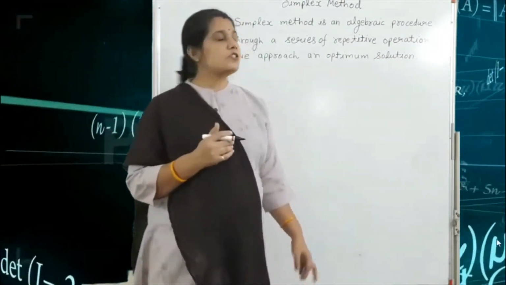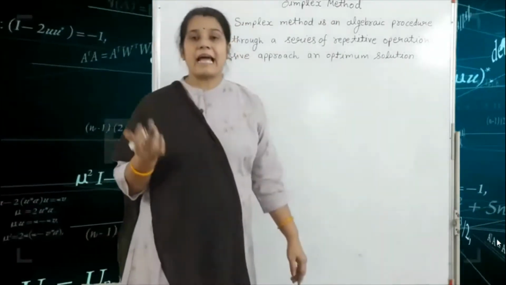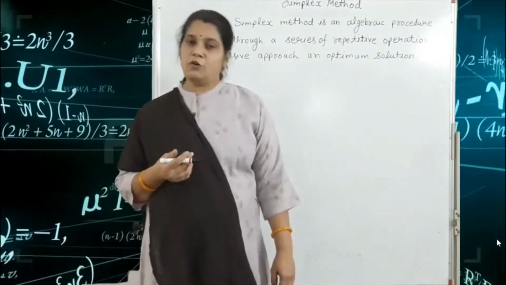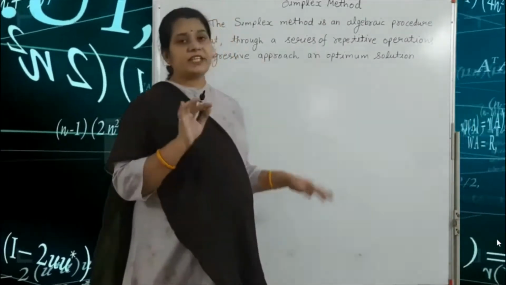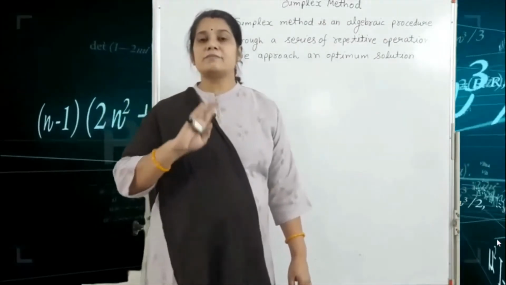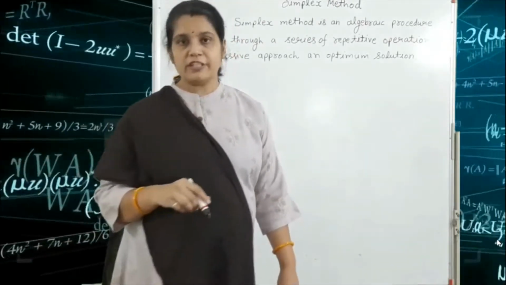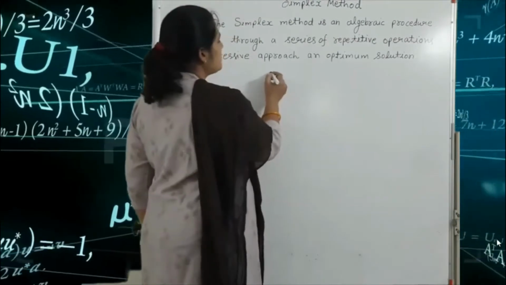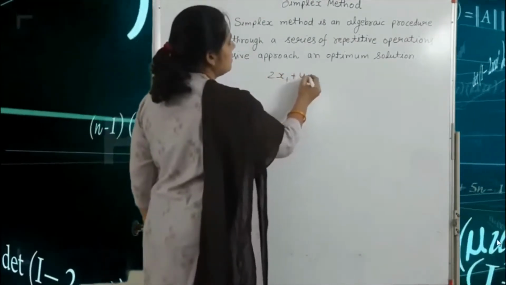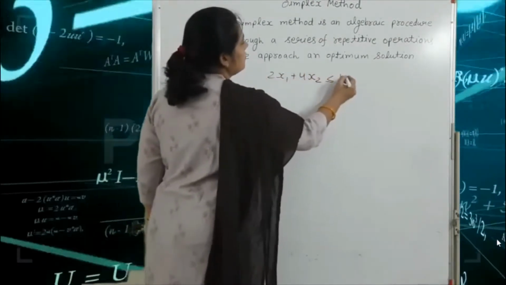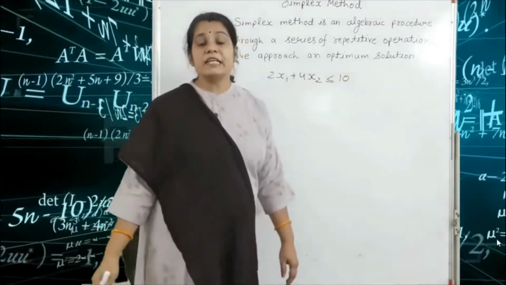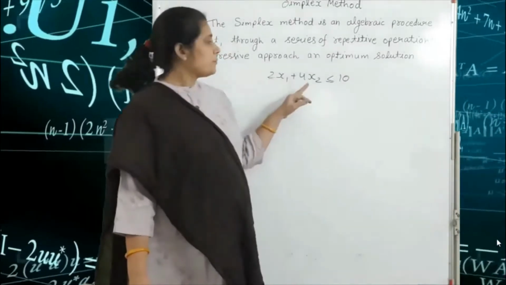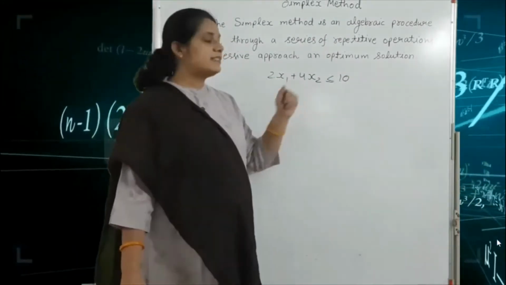First we discuss the slack variable, surplus variable and artificial variable. We have some modification according to our subject to constraint equation. Got it? So in the simplex method, for example, the subject to constraint equation is given as 2x1 plus 4x2 less than or equal to 10. For example, we are given the constraint equation 2x1 plus 4x2 less than or equal to 10.